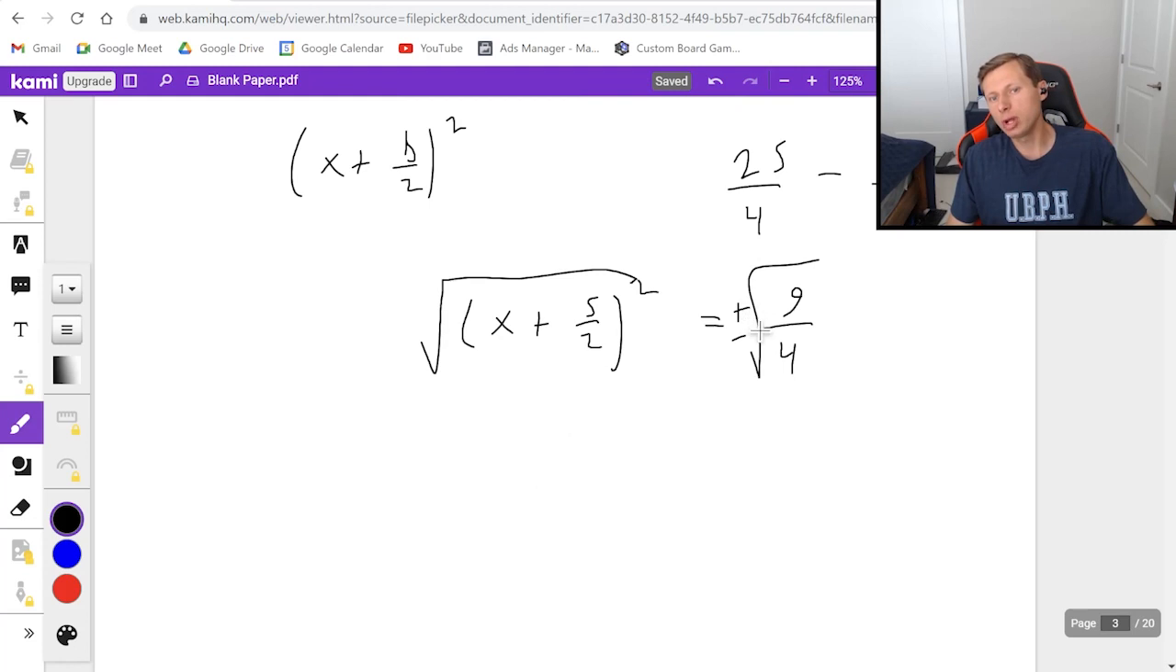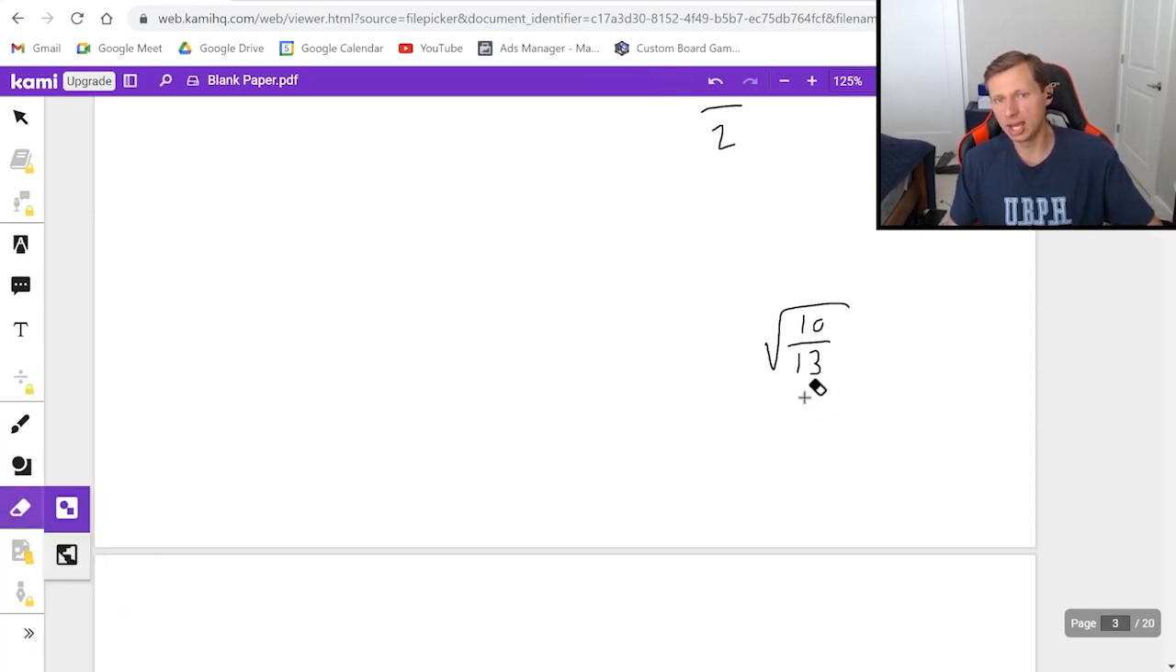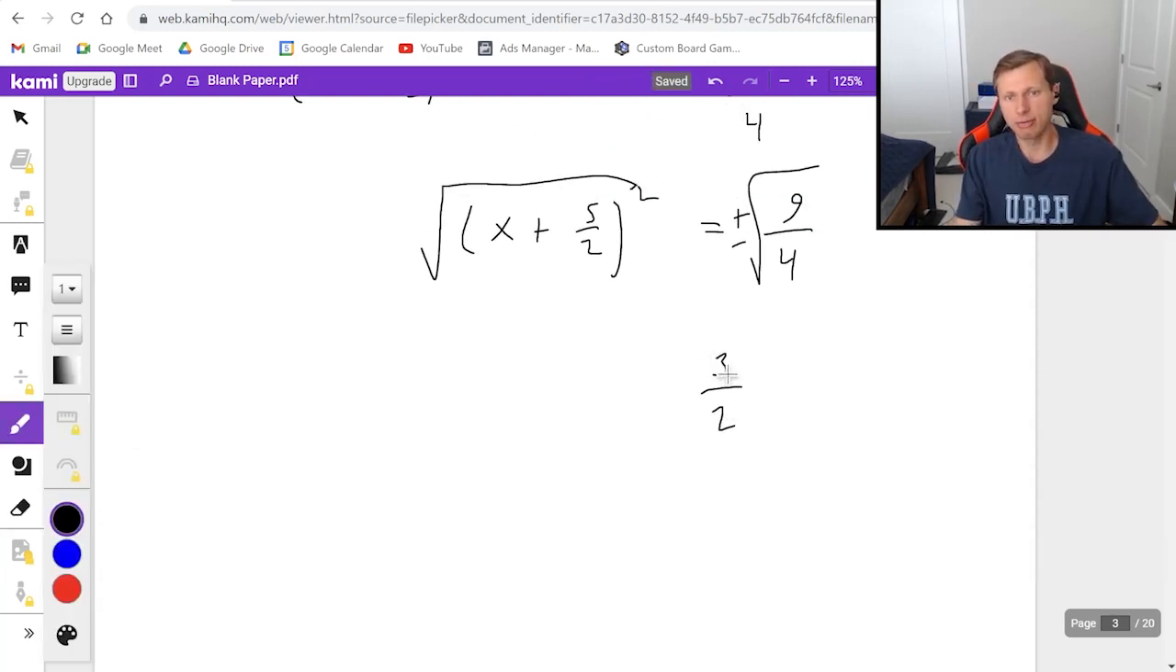Now, the square root of 9 over 4, that's going to be square root of 9 is 3, square root of 4 is 2. If, for instance, you didn't know the square root, like let's just say hypothetically, you had the square root of 10 over 13, then you'd probably just leave it like this, or you'd rationalize the denominator, which is probably a topic for another day. So I'm just going to tell you, leave it like this for today if you ever see something that doesn't reduce perfectly. So anyways, we have plus or minus 3 halves equals x plus 5 halves.